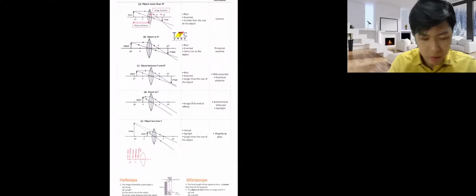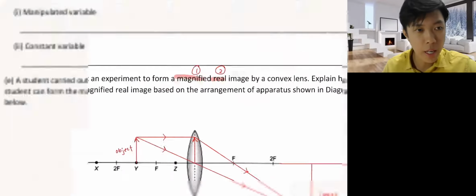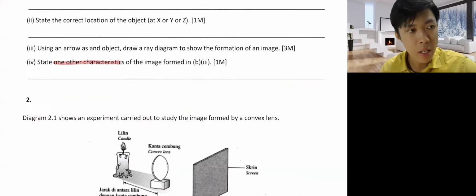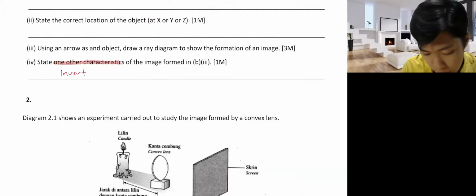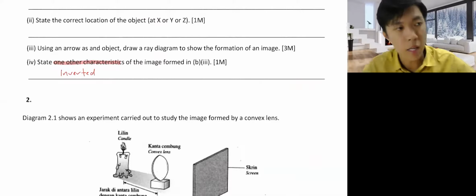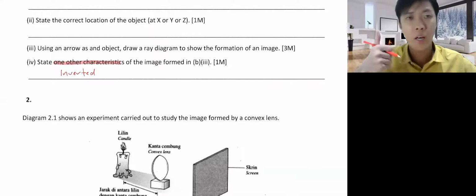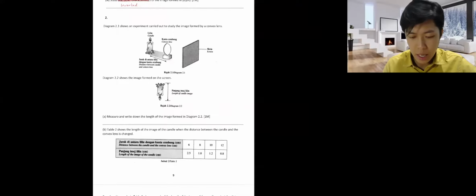All right, you're welcome. Okay, no problem, everyone? No problem with your lenses? So the last one I was saying was inverted. Okay, inverted. Nice.